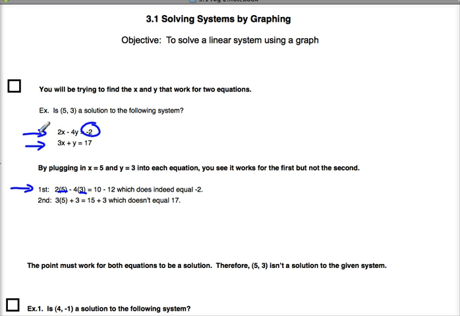So down here I've plugged in 5 and 3 in for x and y. So instead of 3x plus y, I have 3 times 5 plus 3. That's 15 plus 3, and that's 18. And we want it to be 17. 18 doesn't equal 17, so the point 5, 3 is not a solution. Is that a solution? No, because it only works for one equation, not both.